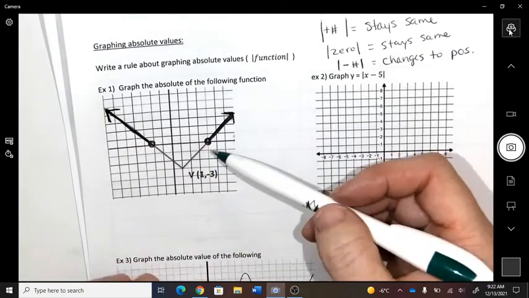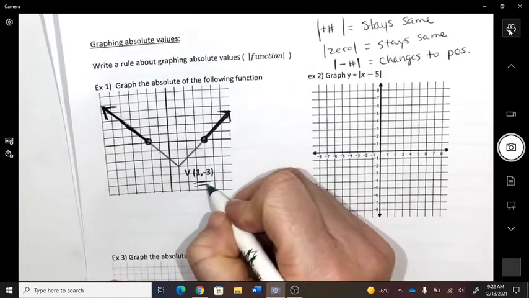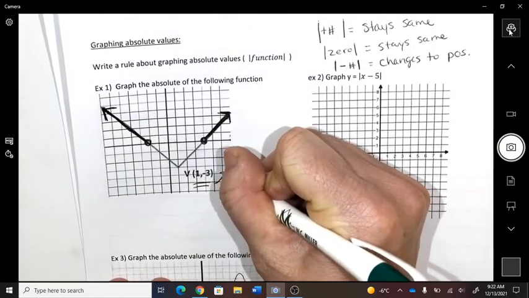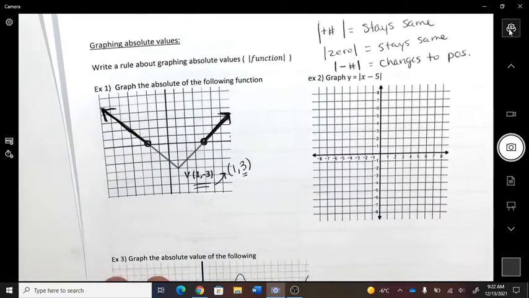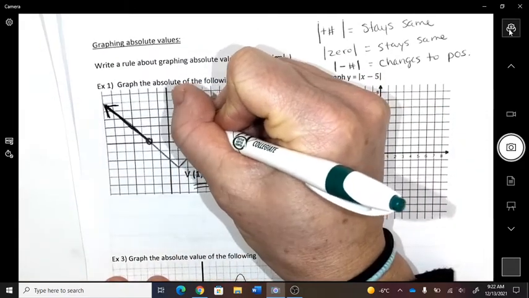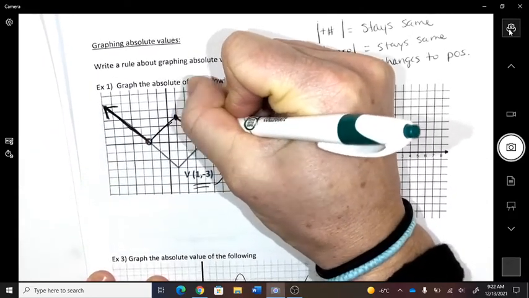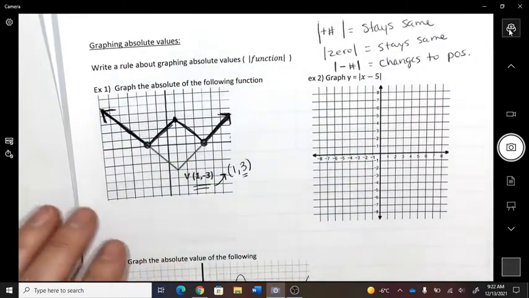Okay, this portion of the graph is negative for y, right? So for instance, this coordinate 1, -3, it's going to move to the coordinate 1, +3. So there's my final graph.